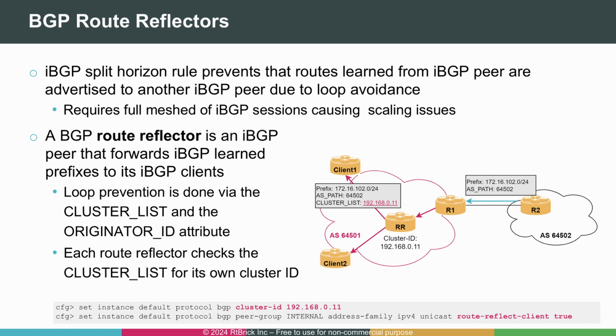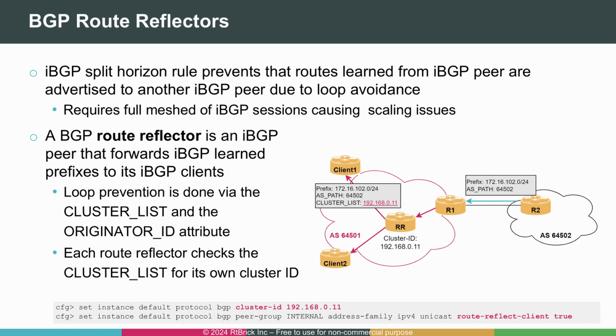To prevent routing loops, two new BGP attributes were introduced, the cluster list and the originator ID. Each route reflector has a cluster ID, a 4-byte value usually written in IPv4 format and, by default, set to the router's ID. When reflecting a route, which means forwarding an IBGP learned prefix to a client, the route reflector adds its cluster ID to the cluster list.